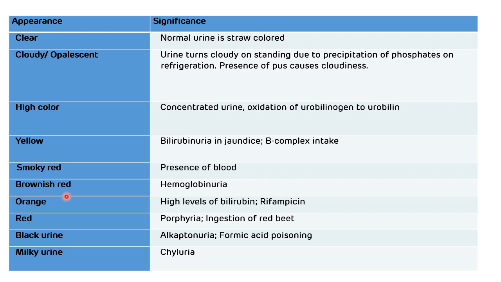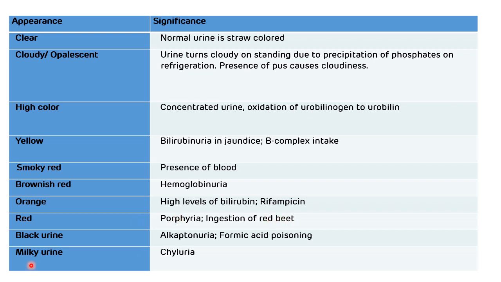If it is brownish red, then it is due to the excretion of hemoglobin in urine. If it is orange in appearance, then it is due to the high level of bilirubin and due to ingestion of rifampicin, which is an antitubercular drug. If the urine appearance is red in color, then it is due to porphyria or ingestion of red beet.